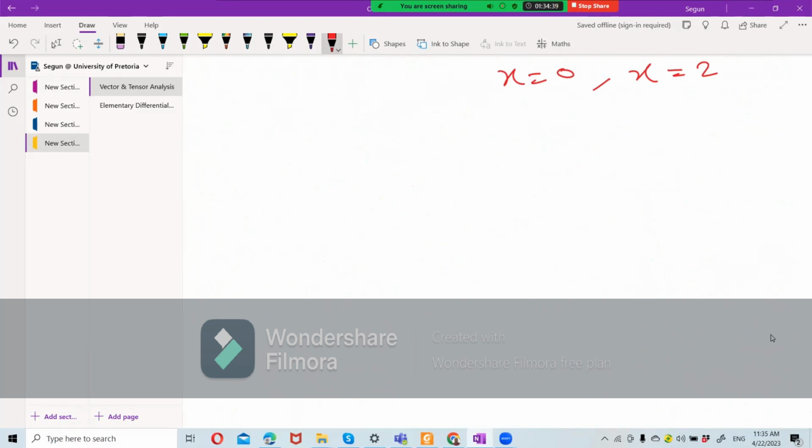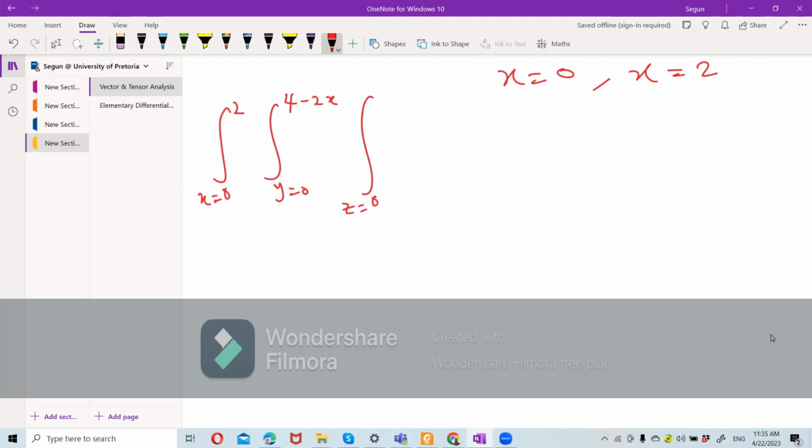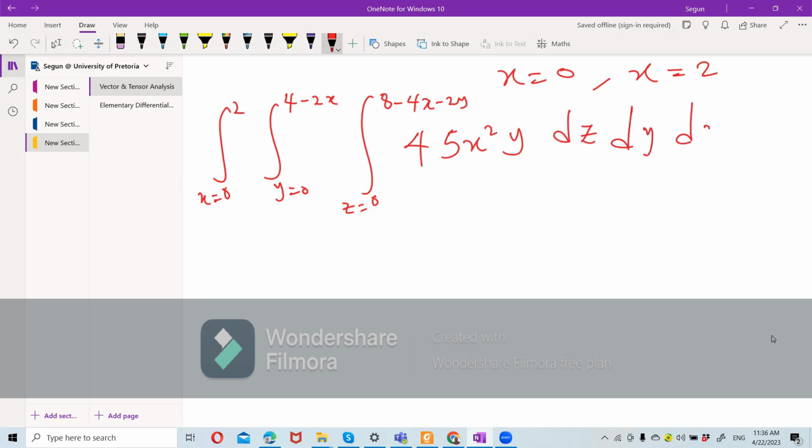So for us to solve this, we have x equals 0 to 2. Second one, y equals 0 to 4 minus 2x. The third one, z equals 0 to 8 minus 4x minus 2y. So our integral is what? 45x squared y dz. Remember, I arrange it according to what I want to substitute. The z is the first one, followed by the y, and followed by the x.